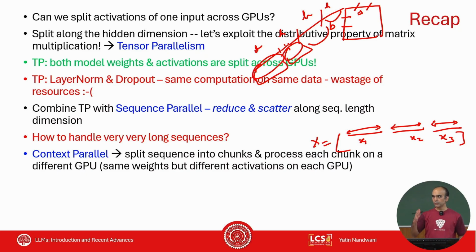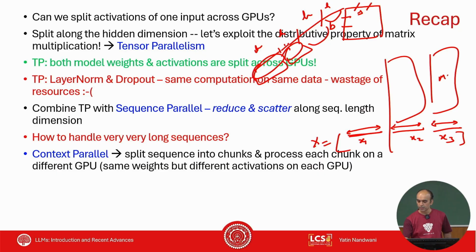We split the model vertically. We say that X1 will be processed on one GPU, X2 will be processed on another GPU, X3 will be processed on the third GPU. But now all the GPUs here are doing the same computation, the same MLP, same computation on different inputs in some sense. Does that make sense? Now, the issue here is that self-attention needs to communicate. X1 has to attend to X2 and X3 as well.